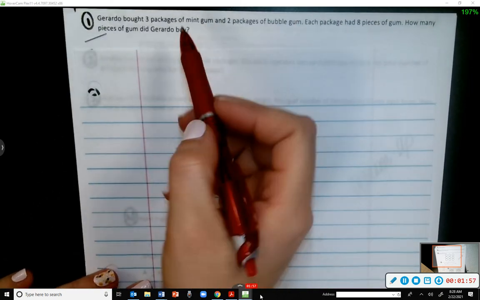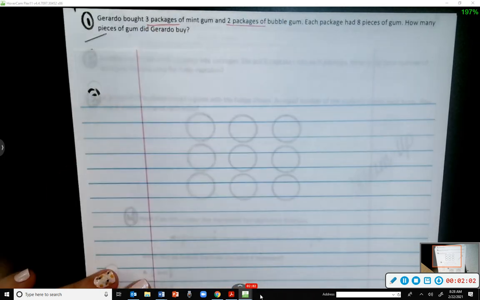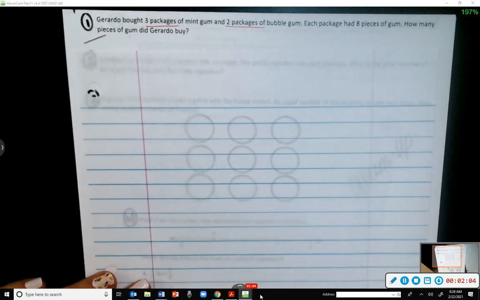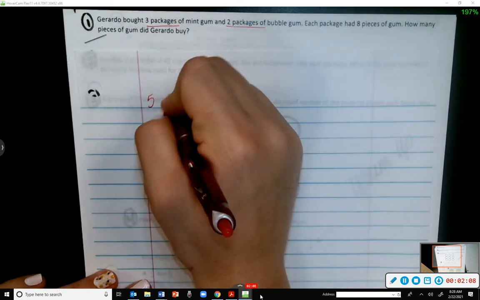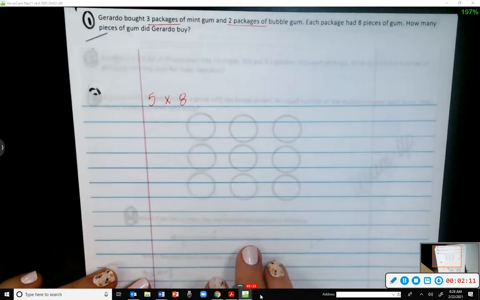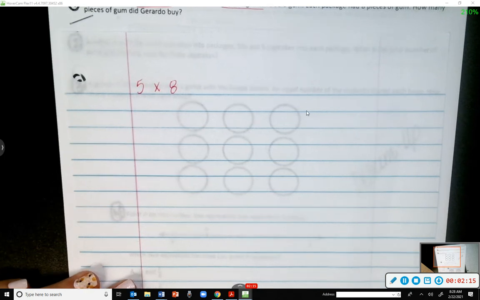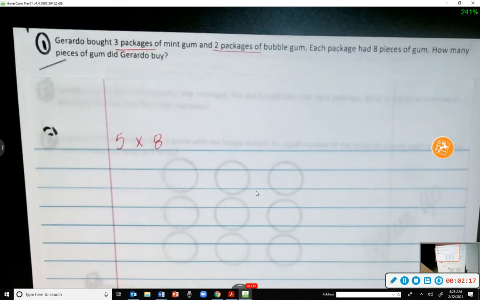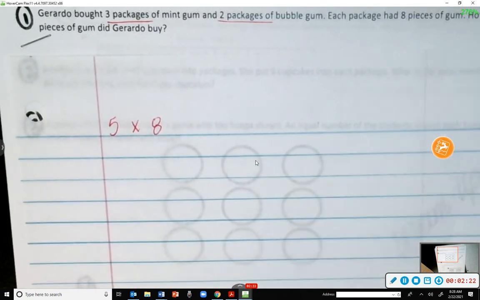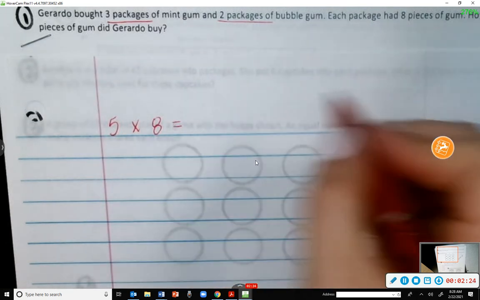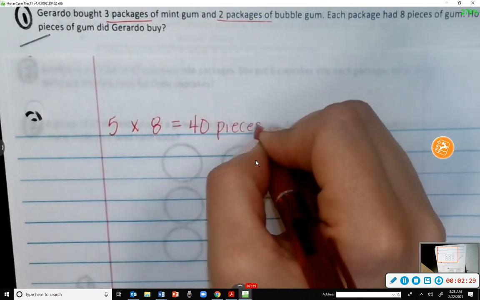So I can add up the packages, right? 3 packages plus 2 packages. How many packages is that? 5. So that's like saying 5 groups of 8. 5 times 8. 40. Okay? And to save me from having to draw a picture or to do equal groups or an array, what could I do? Skip count. Okay? 5 times 8 would be 40 pieces if you skip count by 5s.